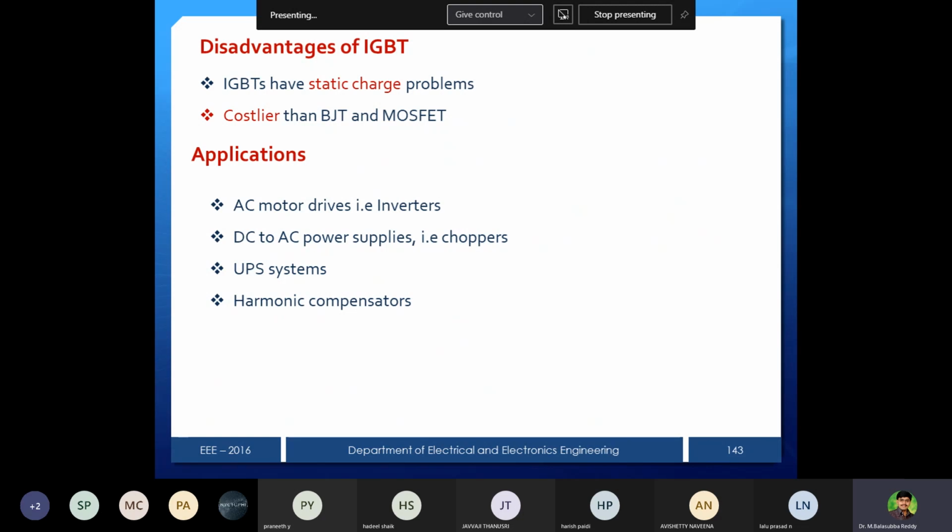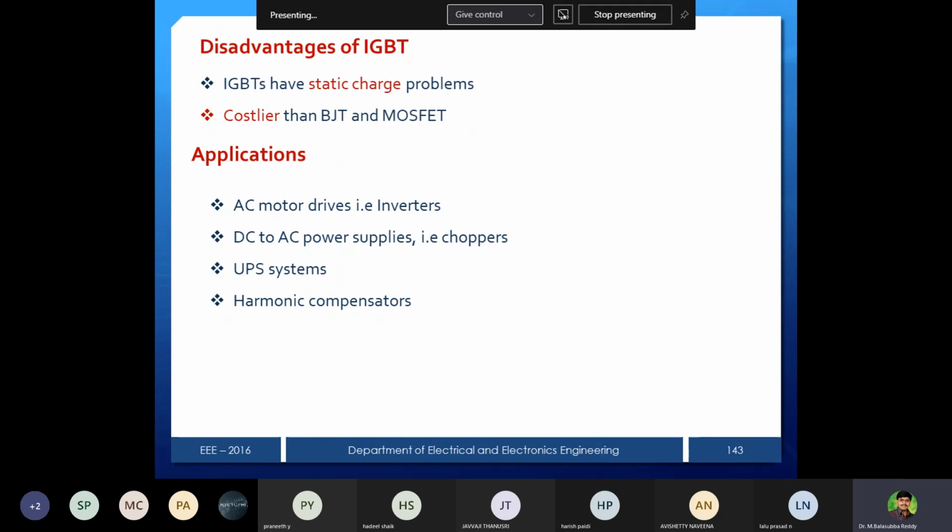Once it is charged to the threshold, it will be turned on. So that is the problem here also, because we are connecting that into the input side only. It is costlier than the BJT and MOSFET. Obviously, it is an additional or hybrid device, so the cost will be a little bit more.